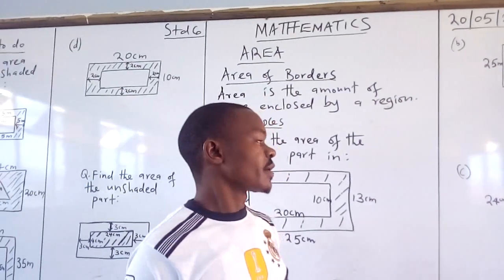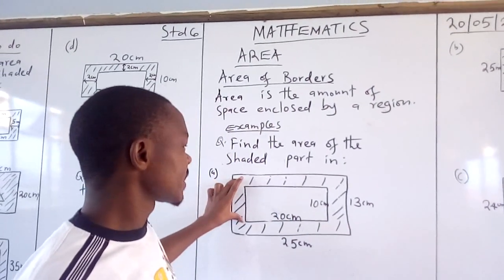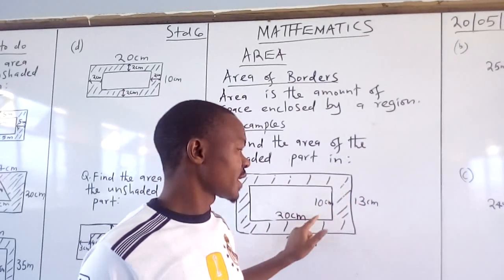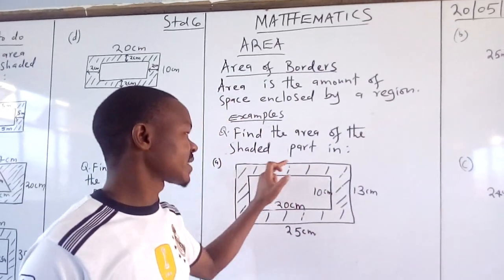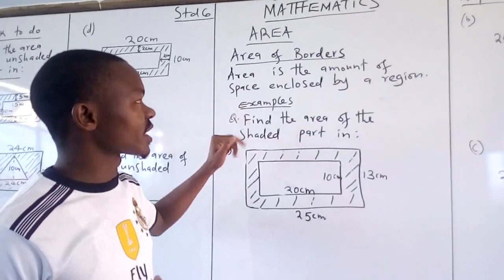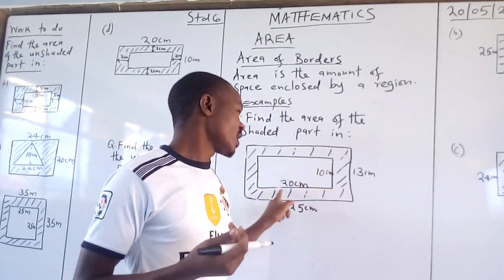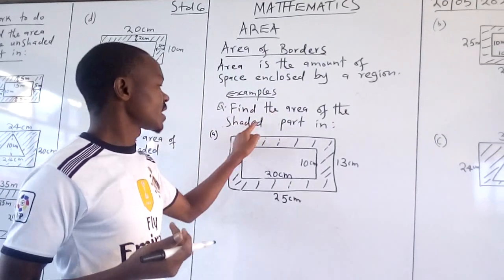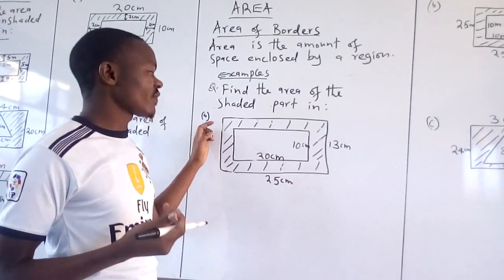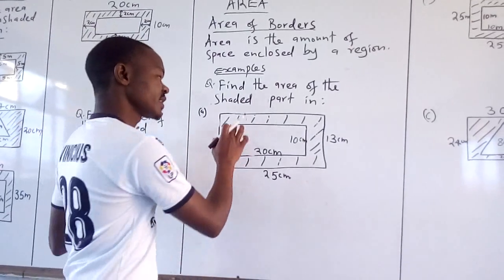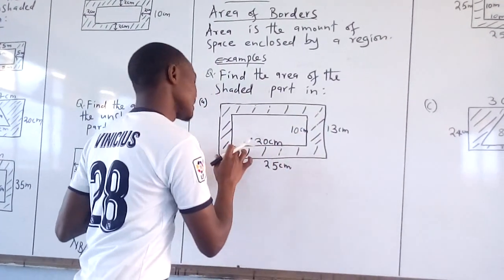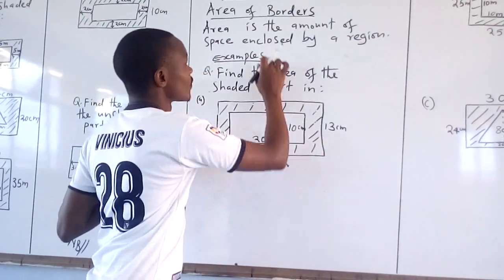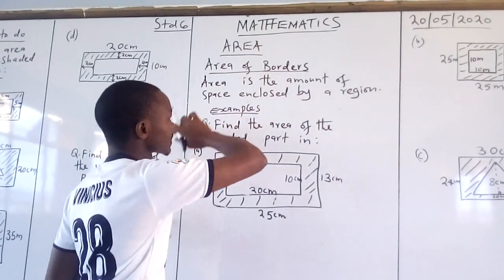triangles. So, for us to calculate the area of the shaded parts, the borders we are talking about here, area of borders. Like this one, for example, we shall go with these examples. Find the area of the shaded part in the first one. We have this figure here. This is the shaded part, and these are the borders we are talking about. Finding the area of borders.